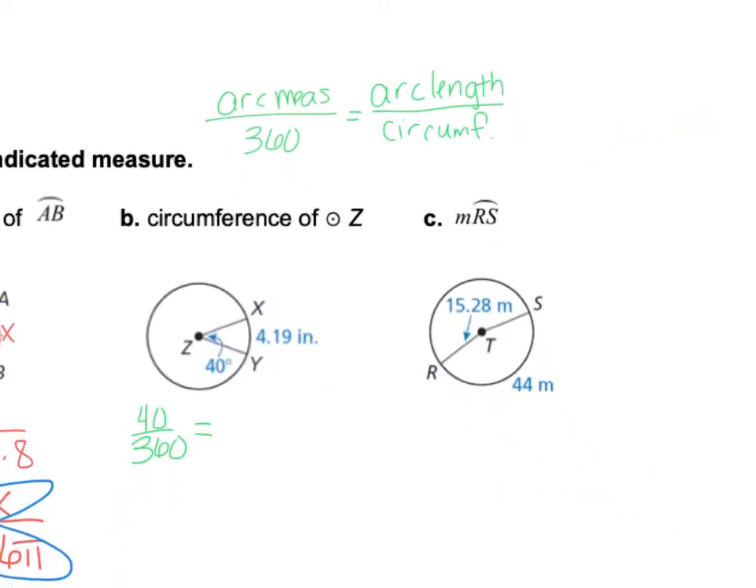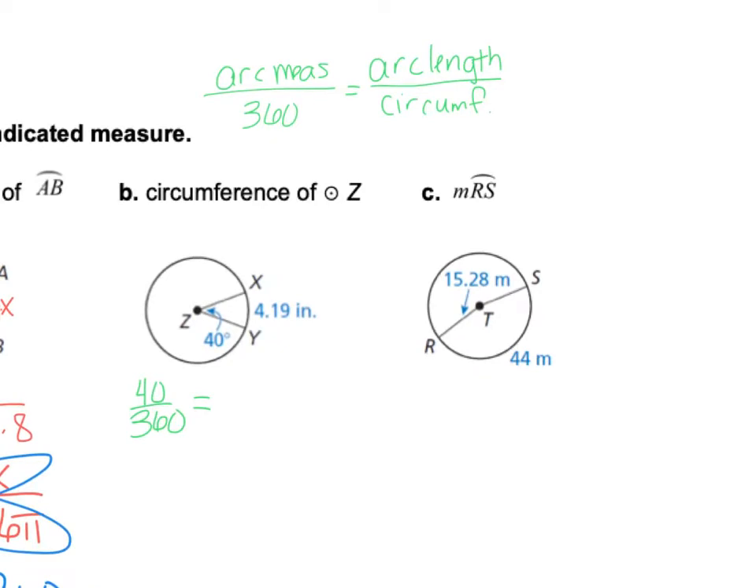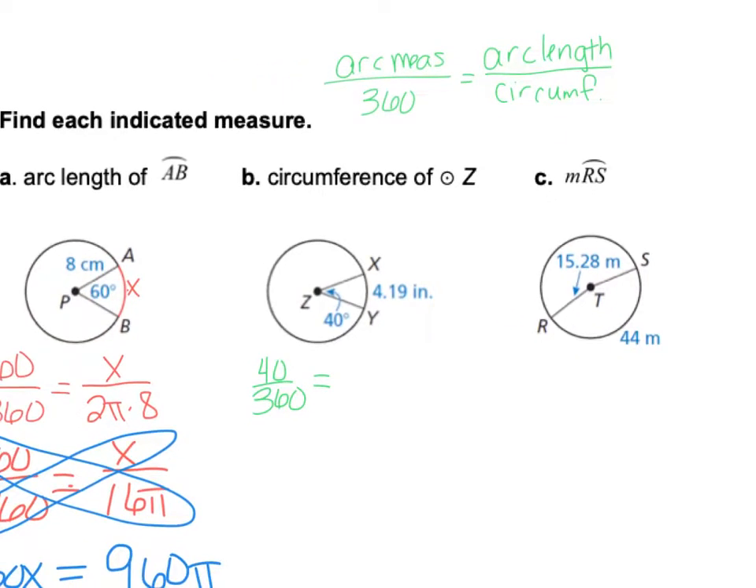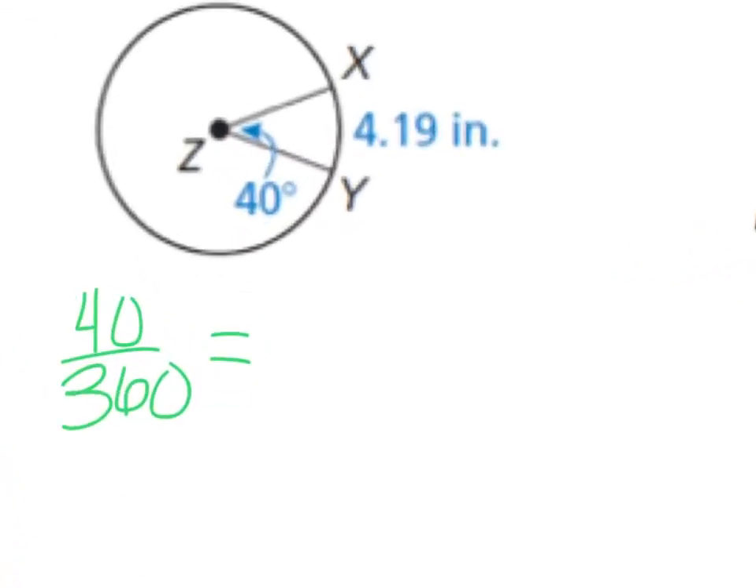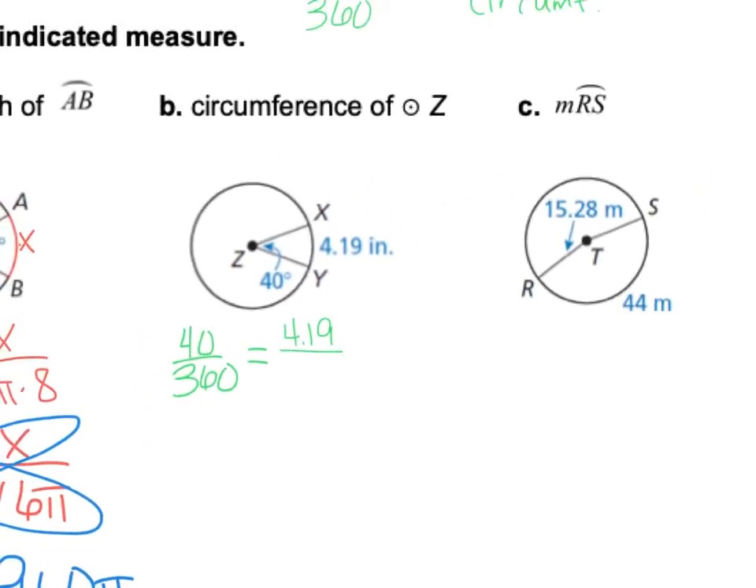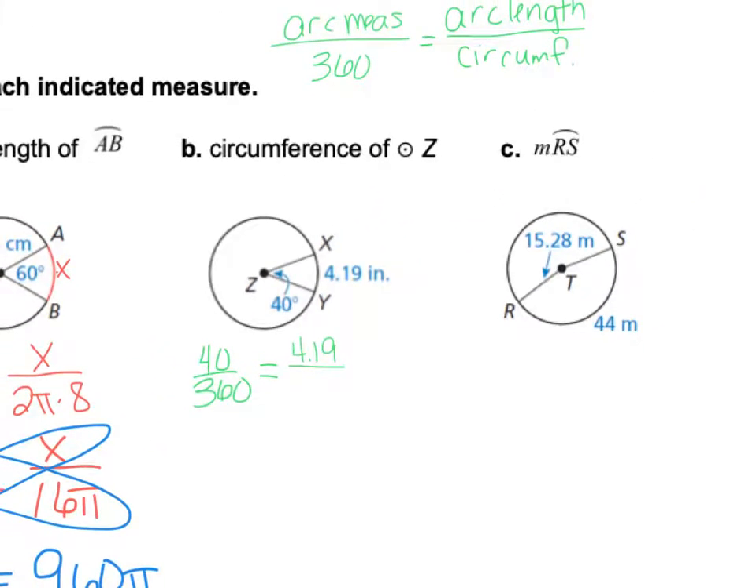So if we're thinking about that right there, we have arc measure over 360, arc length. Well, we already know the arc length. It tells us it is 4.19 inches from x to y. So our numerator is going to be 4.19. And our denominator, it asks, what is the circumference? It doesn't tell us the radius, but we don't need to know the radius because the circumference is the whole. That's the piece that's on the bottom.